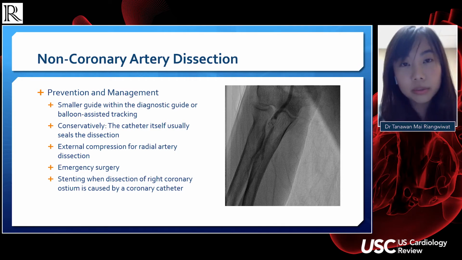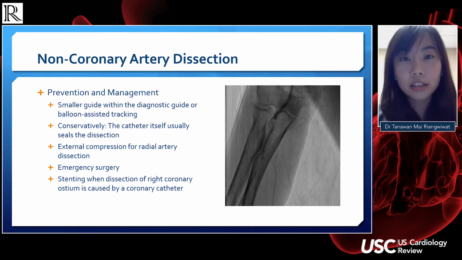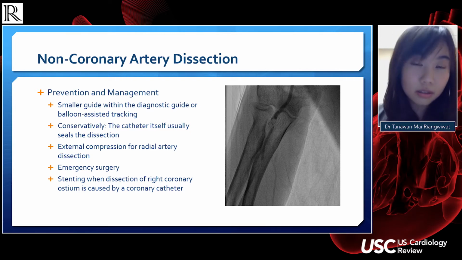And at the end of the procedure, you probably should do another angiogram just to make sure that the dissection has sealed off. And if it still has residual dissections, external compression can be used, because if it's not managed properly, these dissections can propagate into a big forearm hematoma. And if it gets worse, then it may be heading to a compartment syndrome.